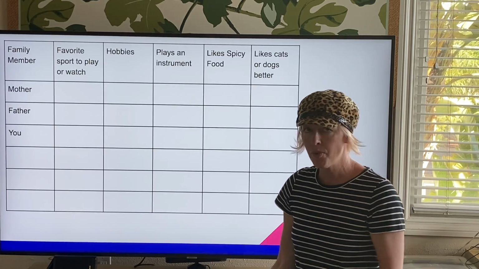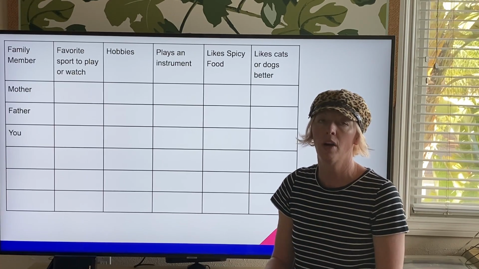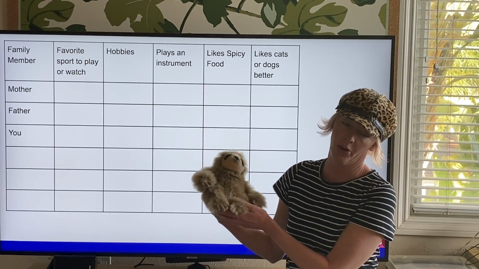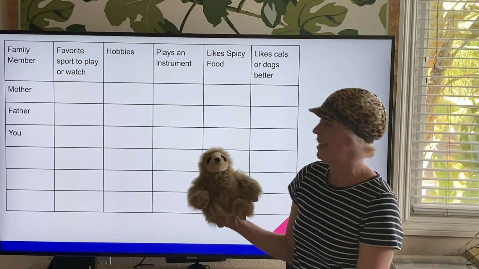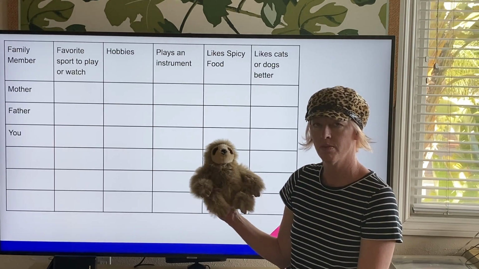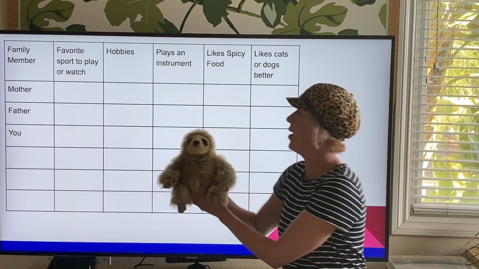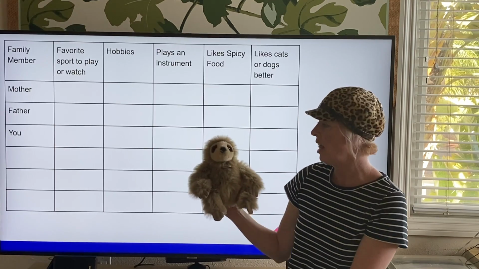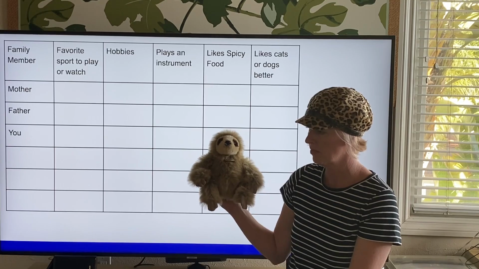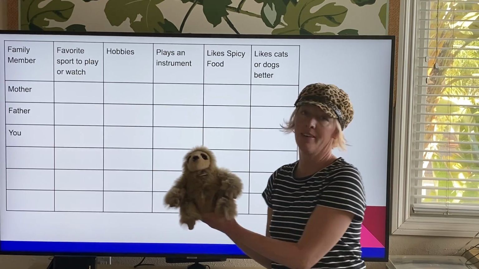Then I'm going to interview the same family members for acquired traits. So welcome, Slothy, back to the show. So Slothy, what's your favorite sport to play or watch? Oh, basketball. So I would write basketball there. Slothy, what kind of hobbies do you have? Slothy likes to paint. So I would write painting right there.